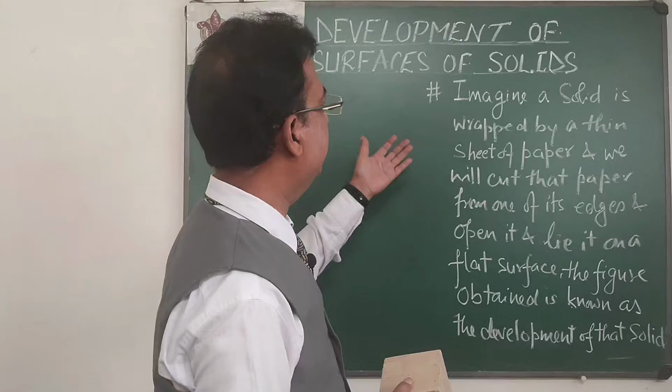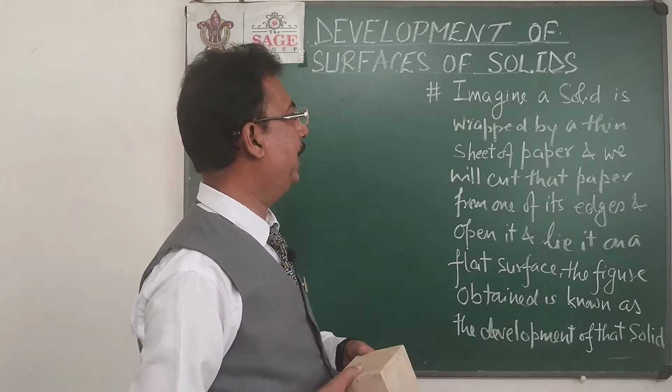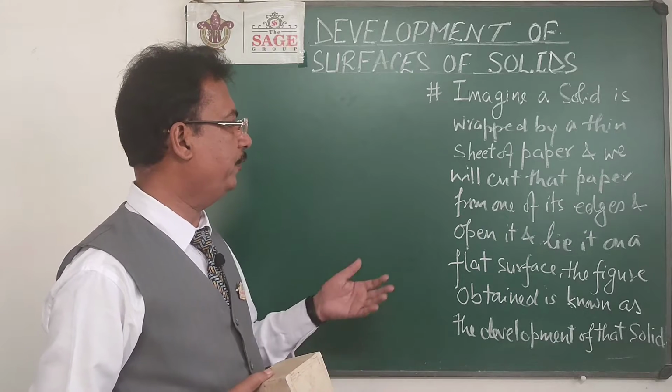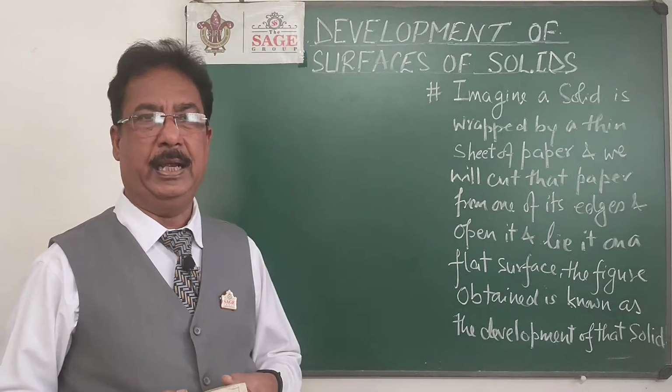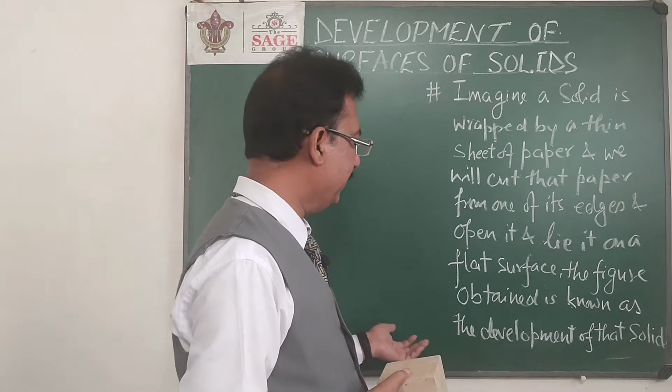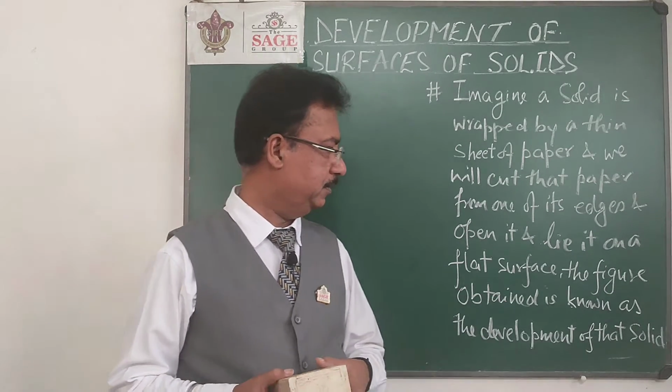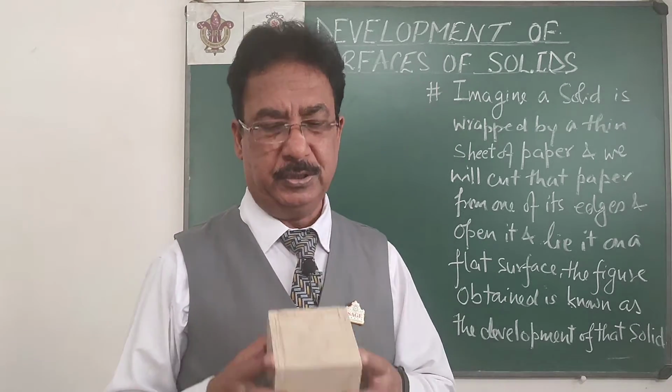The definition is like this: imagine a solid is wrapped by a thin sheet of paper, and we cut that paper along one of its edges, open it and lay it on a flat surface. The figure obtained is known as the development of that solid. So this is the simplest way.